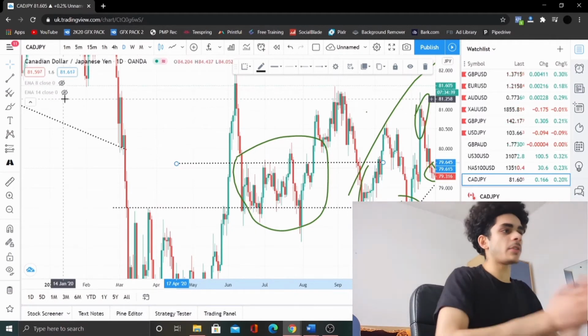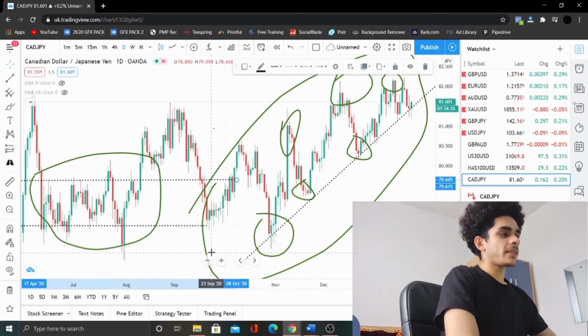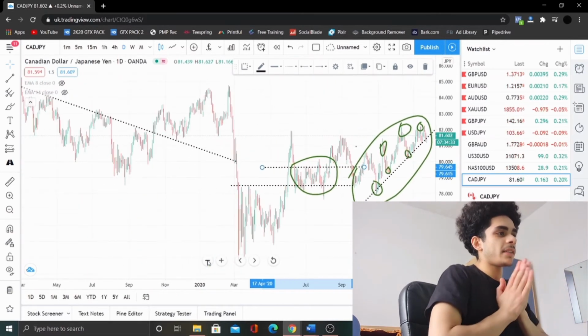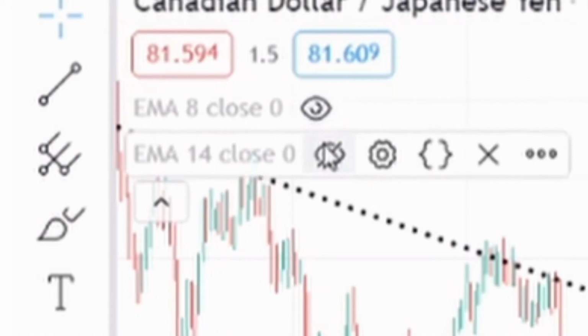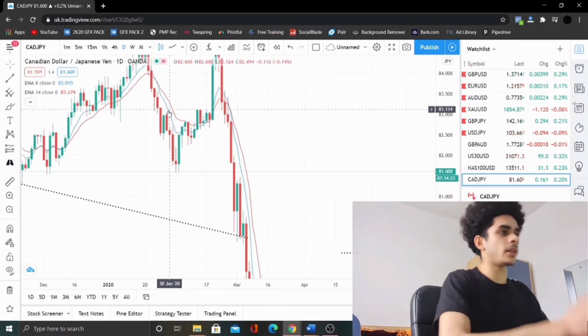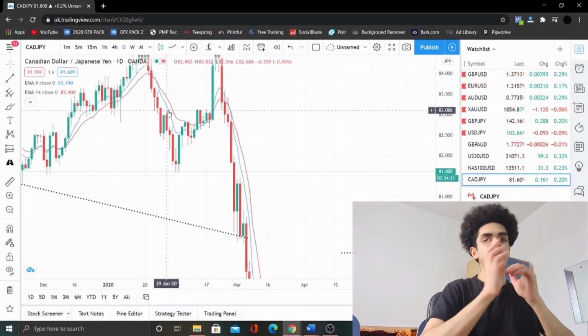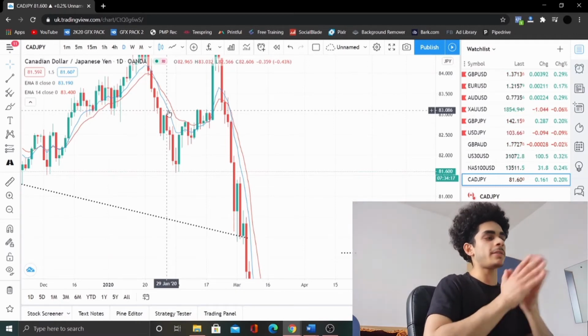All right, and now I'm going to show you what indicators are. But me personally, I don't use indicators. The only real indicators I use are an RSI and a moving average. I'm going to quickly put on the moving averages here. And if we zoom back in, we can see that these two lines are the two moving averages I use. I use an 8 and a 14, and the lower the number, the faster the moving average is.